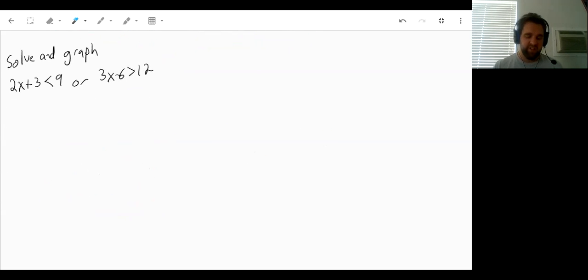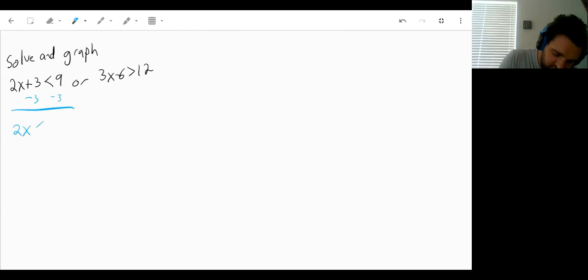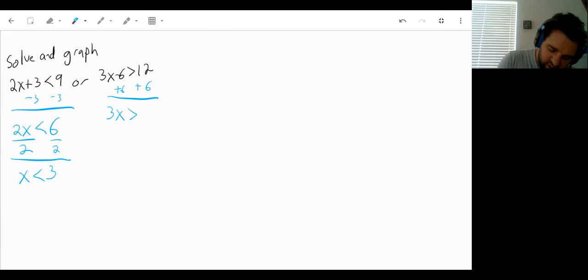Here's one last one for us to solve. And this is an OR scenario, so we need to solve them separately. So first, on the left, we'll subtract 3 from both sides. We'll be left with 2x is less than 6. Now I can divide both sides by 2, and x is less than 3. For the right expression, we can add 6 to both sides. We're left with 3x is greater than 18. And now we can divide both sides by 3, and we'll be left with x is greater than 6.